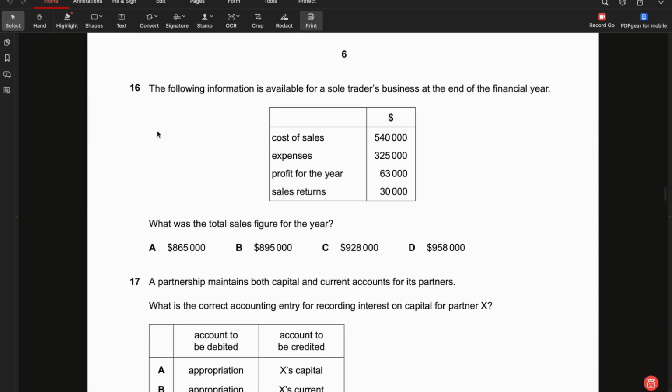16. The following information is available for a sole trader's business at the end of the financial year. Cost of sales 540,000, expenses 325,000, profit for the year 63,000, and then the sales return is 30,000. What was the total sales figure for the year? Okay, this is very easy.